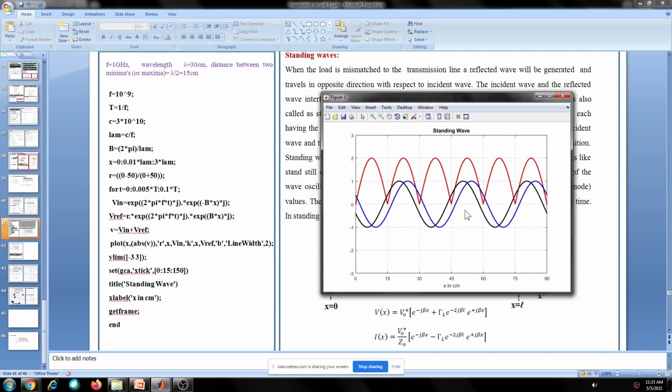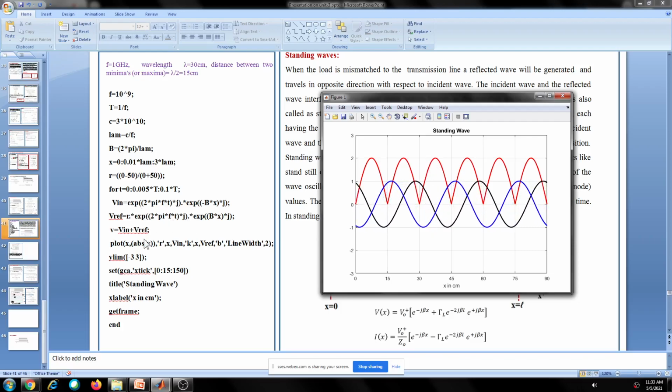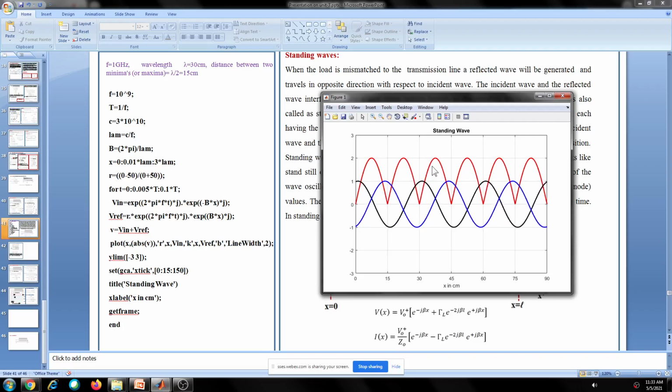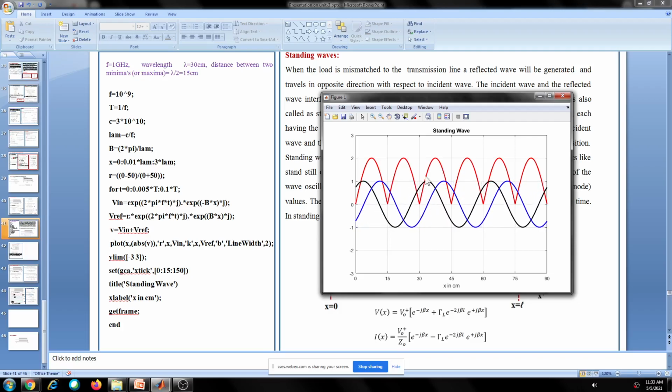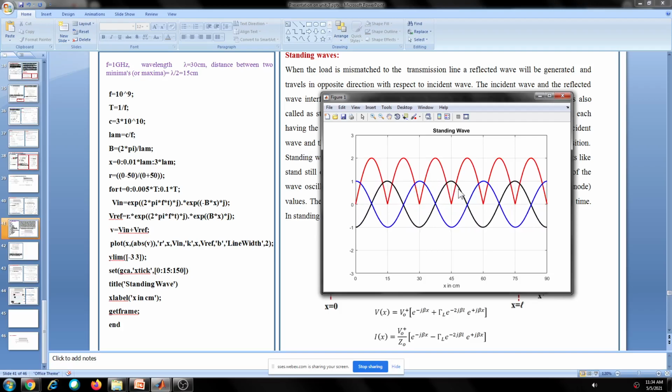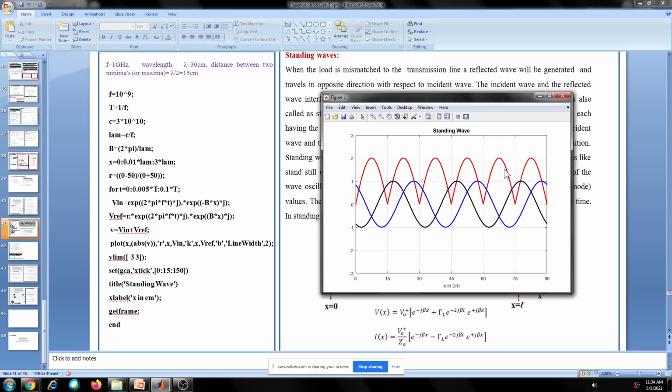See now what you can observe here. I took the magnitude of that. It was oscillating previously. Just what I did, I took the absolute value, the magnitude of that resultant wave. If you take the magnitude, you will see this pattern. The magnitude remains constant without changing at all over the line, the transmission line.